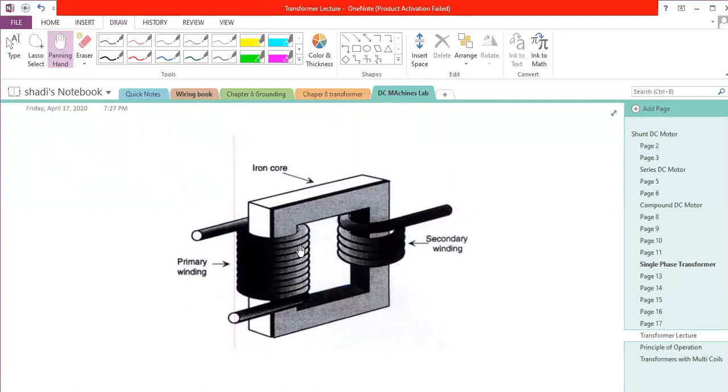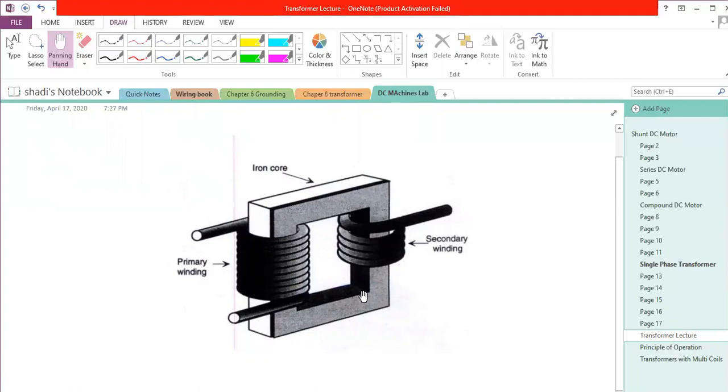And this is why, in theory, we assume we have an ideal transformer. Ideal transformer means that we don't have losses, but in reality, we have losses. But in theory, when we have questions, we assume that we don't have losses at all. And in this case, the input power will be equal to the output power at the secondary.